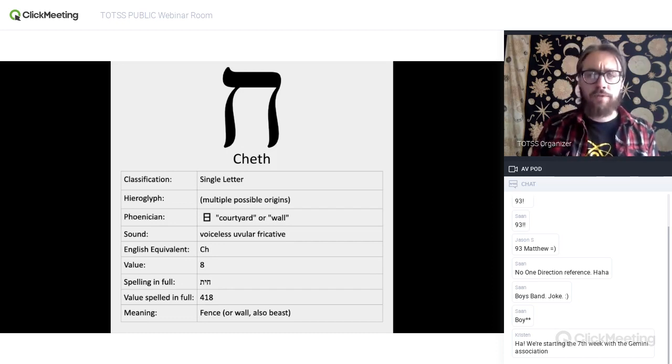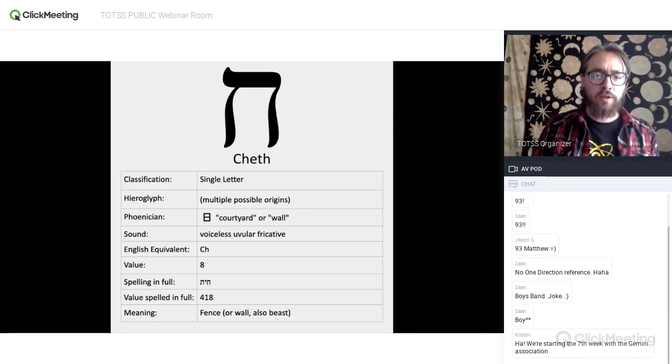The hieroglyphic origin for this one is really complex, and it probably comes from multiple hieroglyphs, so it's not really worth getting into. The Phoenician letter there, you can see, the Phoenician letters vary a lot. The images I've been showing have been kind of idealized versions of them. But in practice, there's a lot of variance in the way they're drawn. And this letter meant something like courtyard or wall.